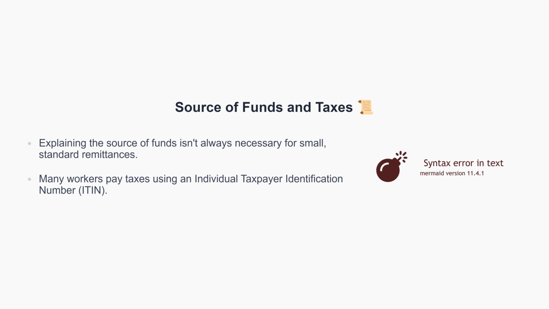When it comes to the source of funds, it isn't always required to explain for standard remittance amounts. Many workers who send money overseas pay taxes using an individual taxpayer identification number, or ITIN. This tax compliance allows them to remit funds without additional scrutiny for the source.